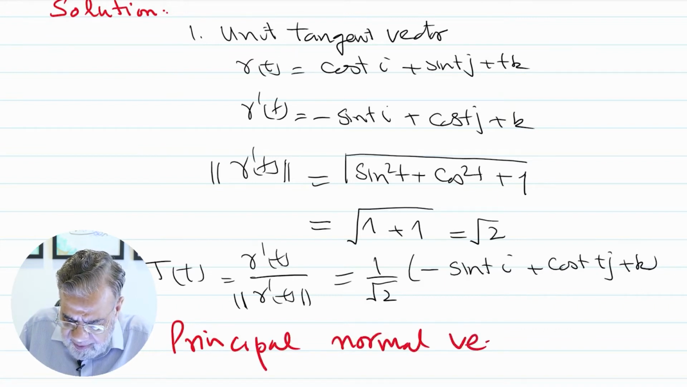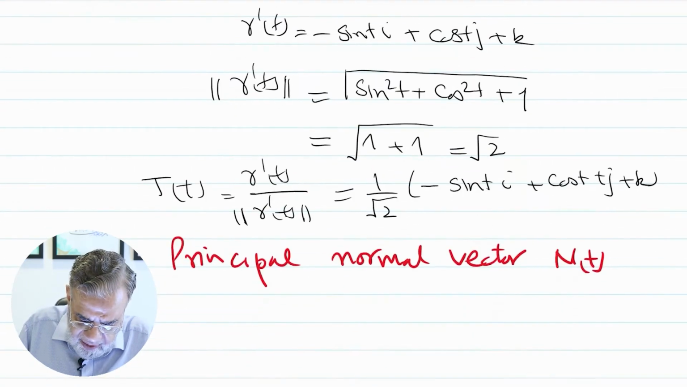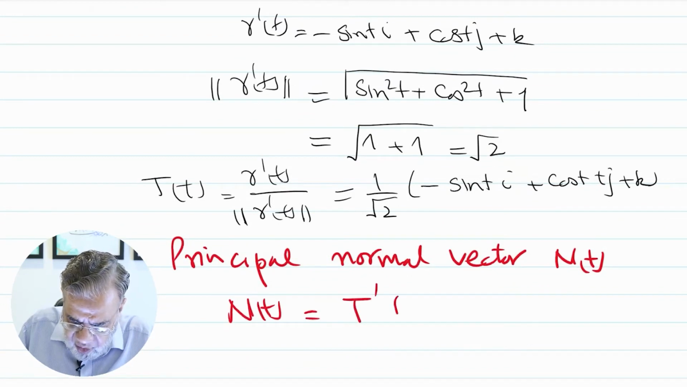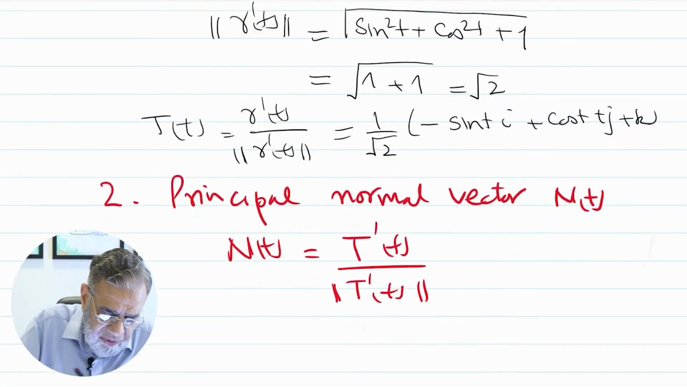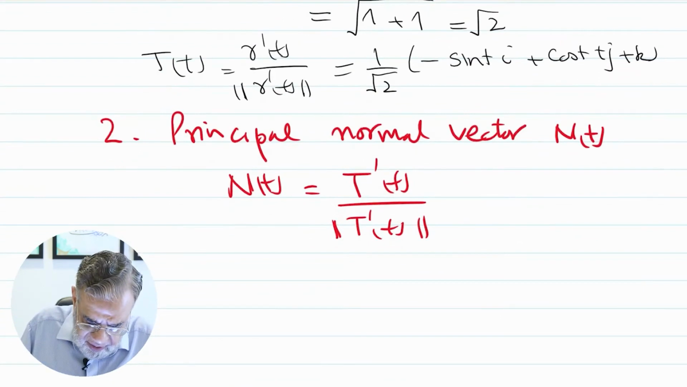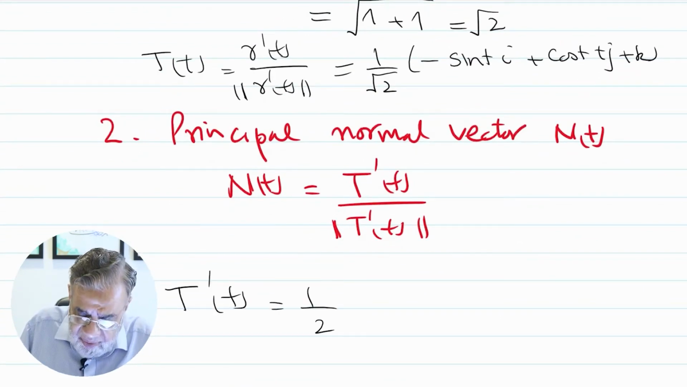This is my N of t, and as I mentioned, what's my N of t? My N of t is equal to T dash of t over the magnitude of T dash of t. So I have here T of t, and now I just proceed further and find T dash of t. So my T dash of t: 1 upon root 2 is a constant. We keep it like this.